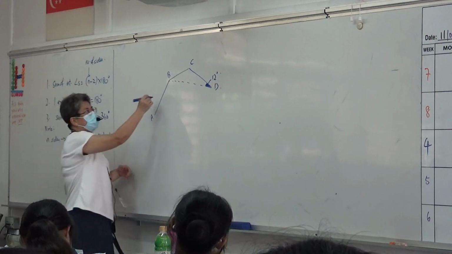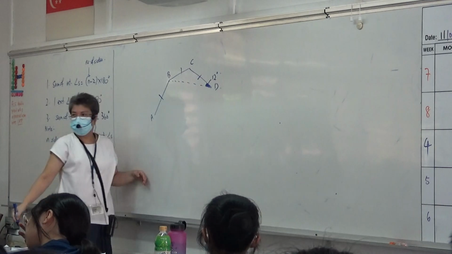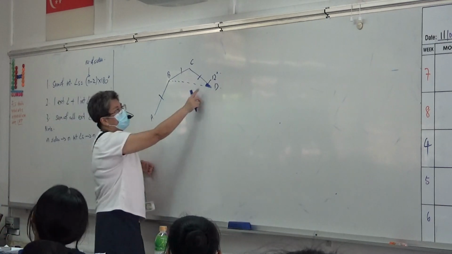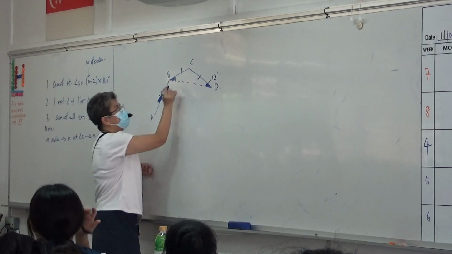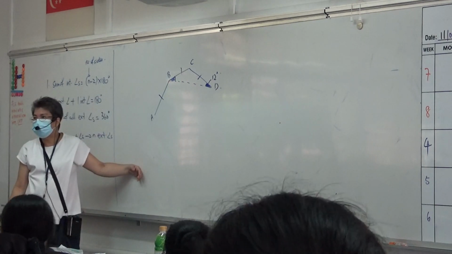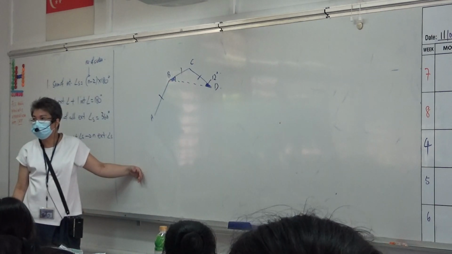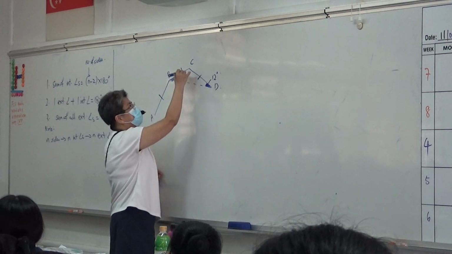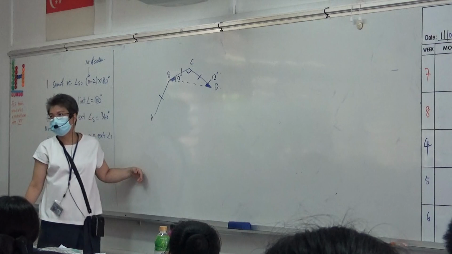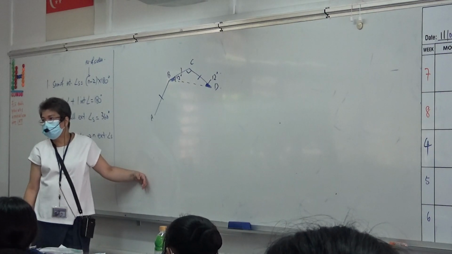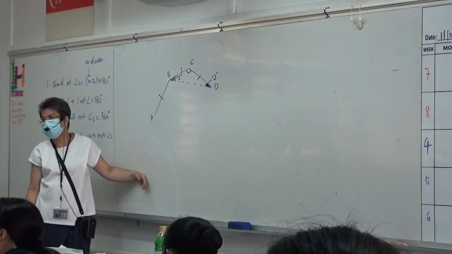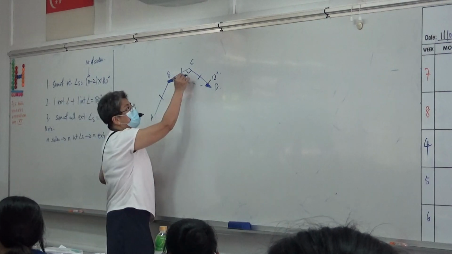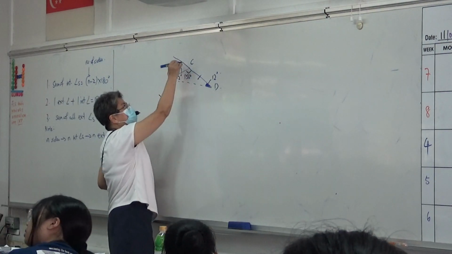Now, since it's a regular polygon, all of these must be the same. Do you agree this is 12? This will be 12, base angles of an isosceles triangle. So if this is 12 and this is 12, how much is this? 180 minus 24. So how much is this? 151. So what is one exterior angle?